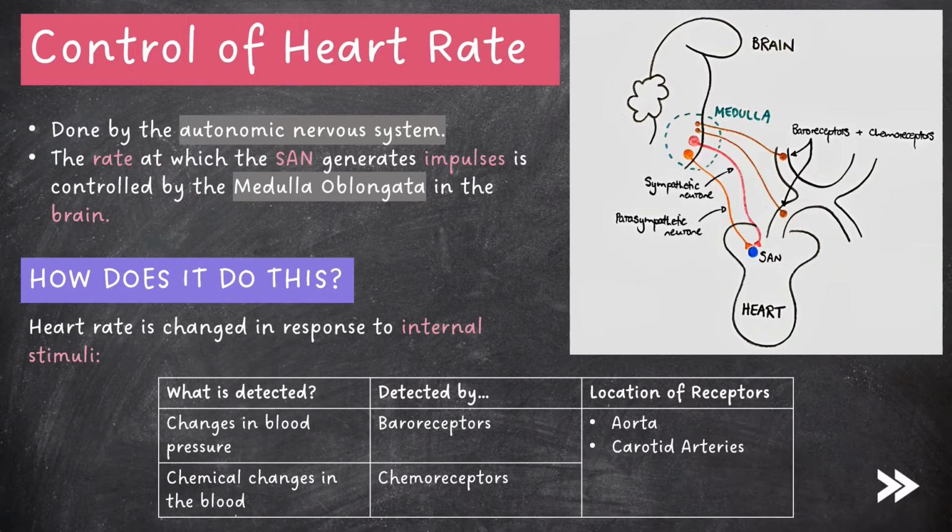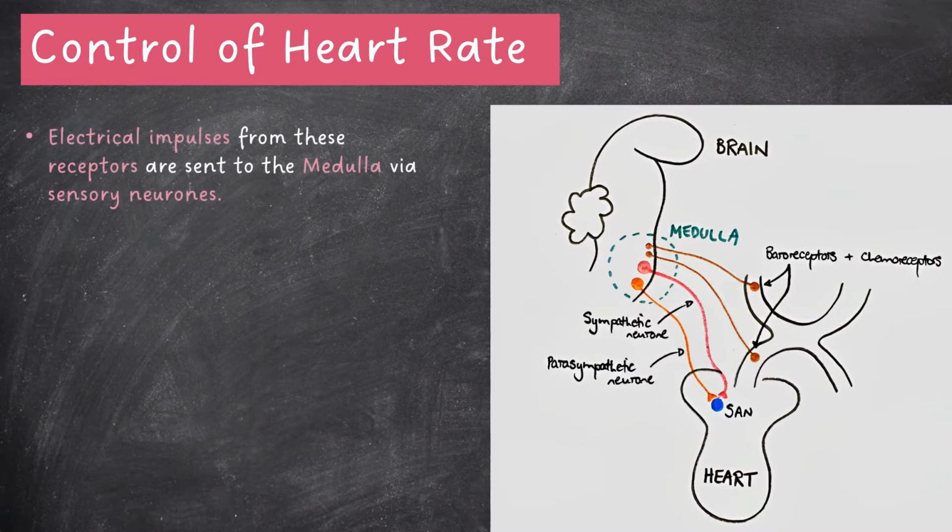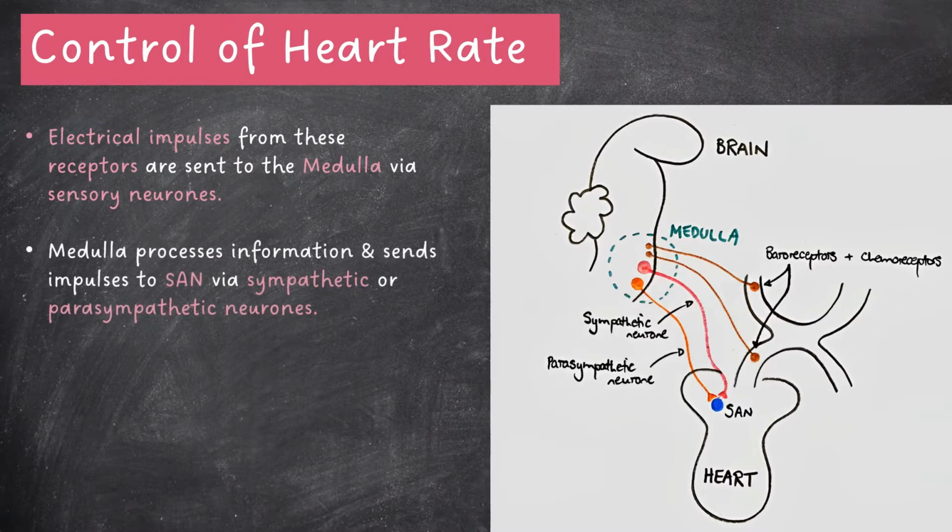Chemical changes, for example, may be a change in the concentration of carbon dioxide, which would affect the blood pH, or a change in the concentration of oxygen. Both baro and chemoreceptors are located in the aorta and carotid arteries. When one of these receptors detects a change, it sends electrical impulses to the medulla via sensory neurons. The medulla then processes this information and sends impulses to the SAN via either a sympathetic or a parasympathetic neuron.